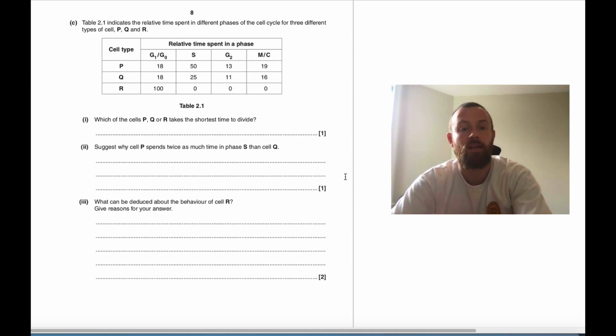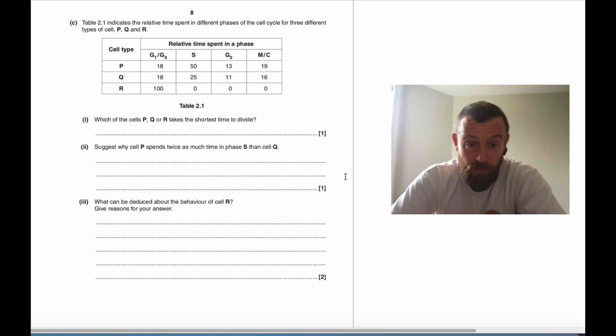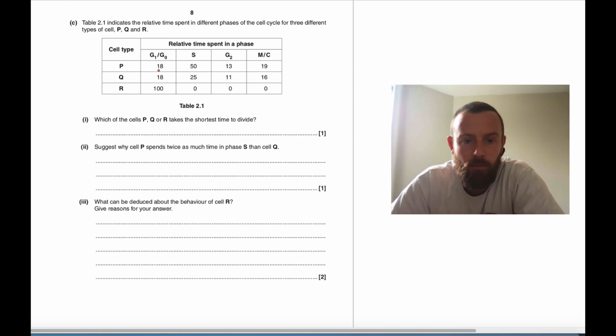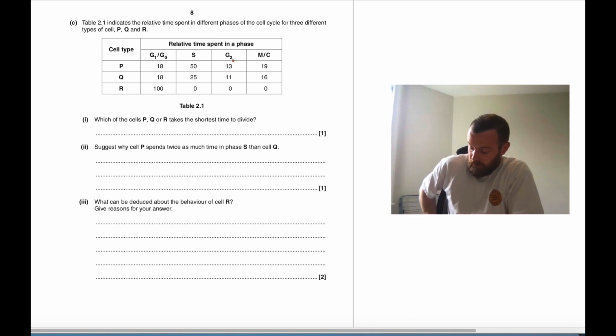Okay, table 2.1 indicates the relative time spent in different phases of the cell cycle for different types of cell, P, Q, and R. Which of the cells takes the shortest time to divide? So I think this almost seems a bit too easy. I think we just add them up. So 18 plus 50 is 68, plus 13. Who am I kidding? I need to do this on my calculator. So you just tally them up and write them down to the side.